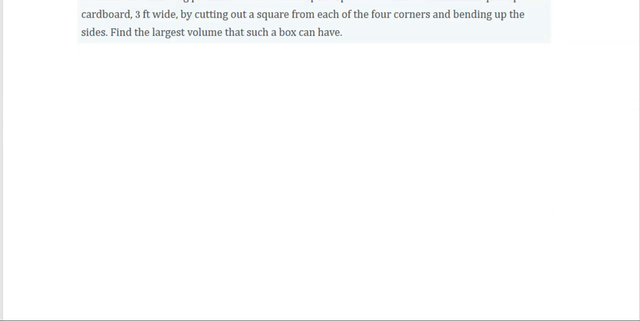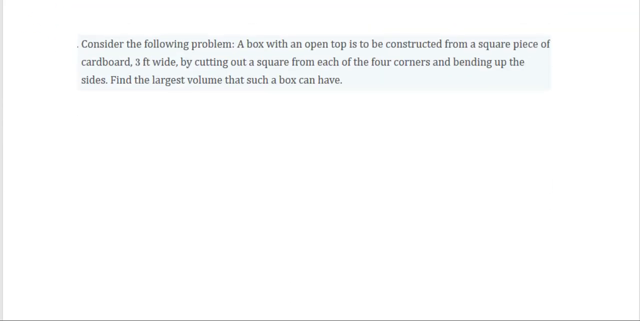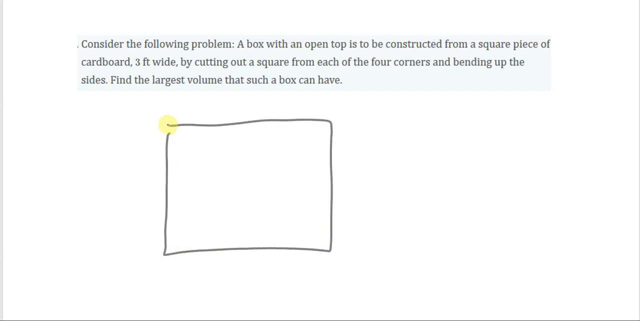So you're going to have to imagine this. Now, if you want, and this is exactly what I do, and I would do it in class if we were actually in there. You've got a big square piece of cardboard, okay? And this thing is 3 feet wide on each side. And then what we're doing is we take each corner and we cut a square out of that corner.